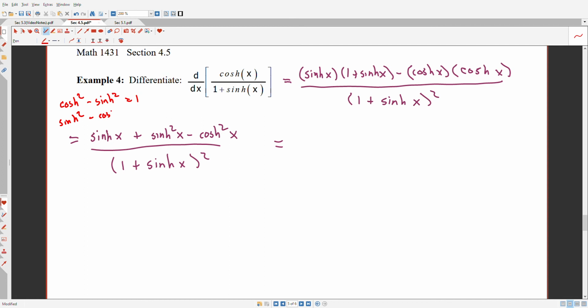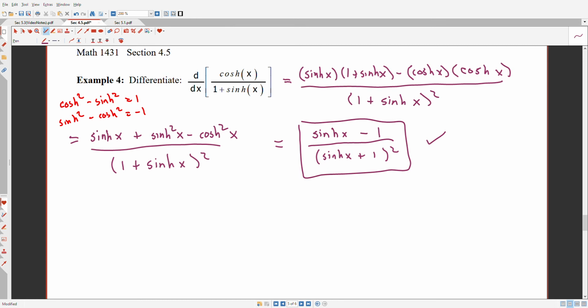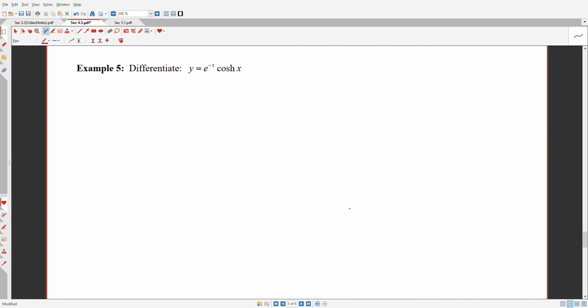And so what I get to do is replace some of that numerator. That's sinh minus 1. And it's all over, I'll rewrite that a little bit in the denominator, sinh of x plus 1, all squared. Now, are there other ways to maybe rewrite this? Maybe, but I think that's a good place to stop this particular example. All right, so you should again try this one. Give it a pause so that you can work it out, and then we'll see what happens.